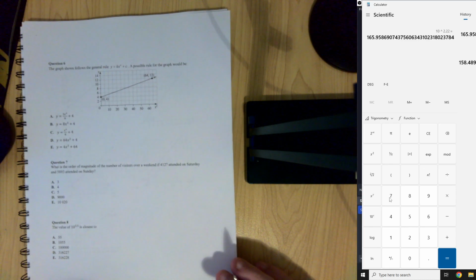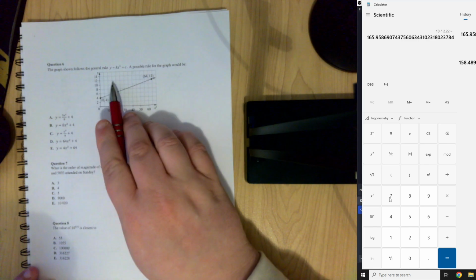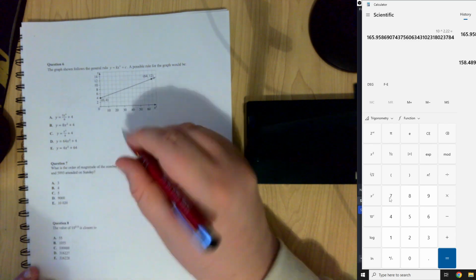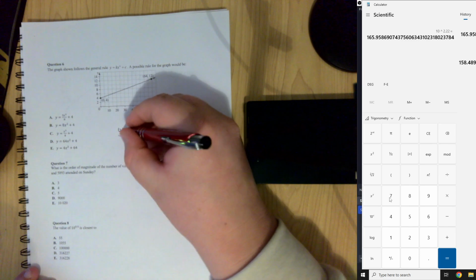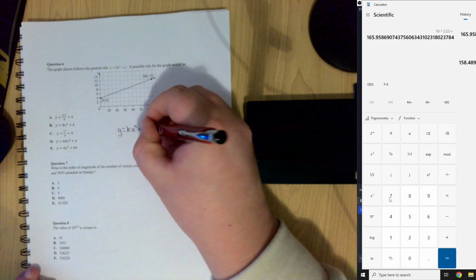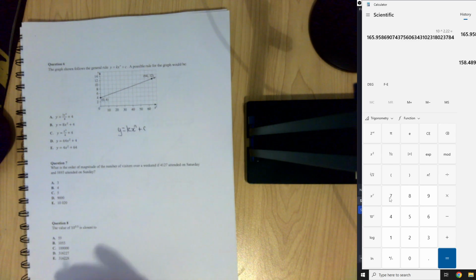Alright, next one. The following graph shows a general rule y equals kx^n plus c. Okay, so y equals kx^n plus c. This is a tough one. All I will say is that you just got to substitute values in.